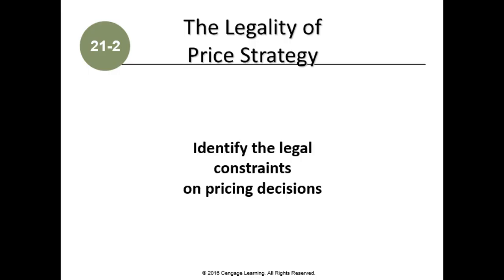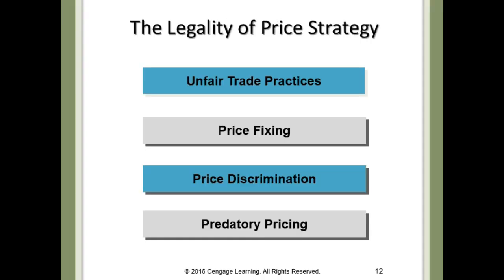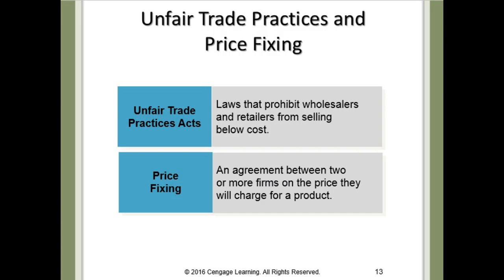Okay, identifying legal constraints on pricing decisions. The issues that limit pricing decisions are unfair trade practices, price fixing, price discrimination, and predatory pricing. Okay, I would know the 4 issues that limit pricing decisions. Definitely know those. In over half the states, unfair trade practices and trade practice acts put a floor under wholesale and retail prices, and selling below cost is illegal. Okay, selling below cost is illegal.